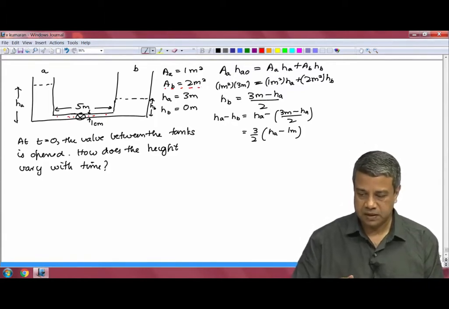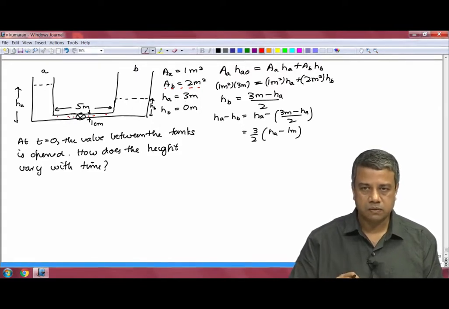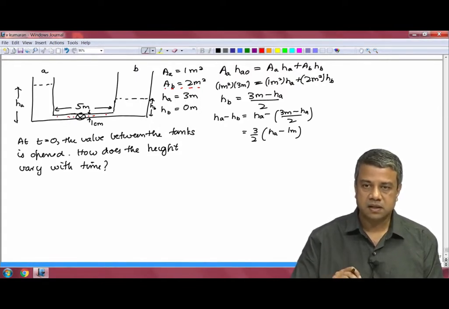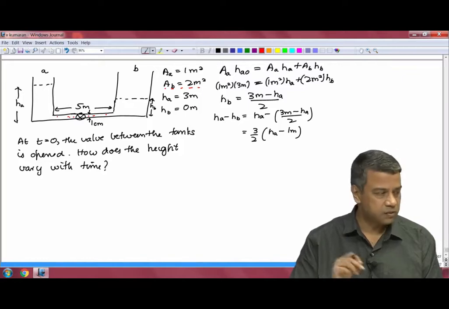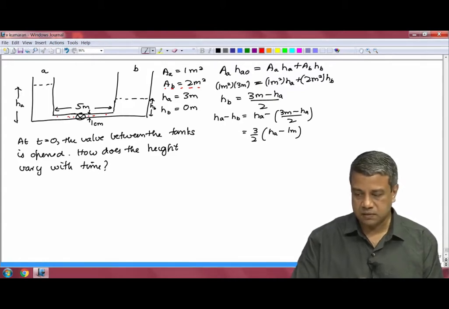So, the initial volume is 3 meter cubed because the initial height is 3 meters and the cross sectional area is 1 meter square. In the final state, both heights are equal to 1 meter. The cross sectional areas are 1 meter square and 2 meter square respectively. Therefore, the total volume is 3 meter cubed. So, this final height HA equal to 1 meter satisfies the total volume conservation condition.